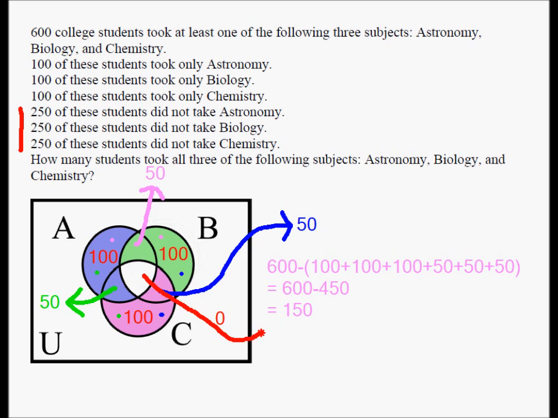So 150 students took all 3 subjects, astronomy, biology, and chemistry. That's my answer. 150, that's my answer. Let's write it down right here.